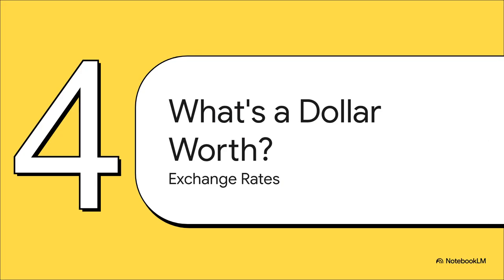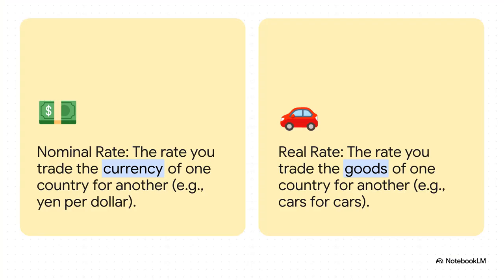So what determines all these flows of goods and capital? It pretty much all comes down to a price. The price of one currency in terms of another, which we call the exchange rate. But there are actually two types. The nominal rate is the one you see on the news, how many yen you can get for $1. But the one that really matters for trade is the real exchange rate. It answers the question, if I trade in my American car, how many Japanese cars can I get for it? It's all about purchasing power.